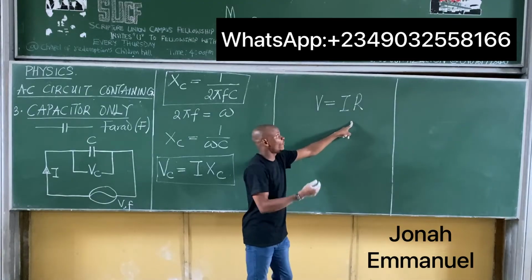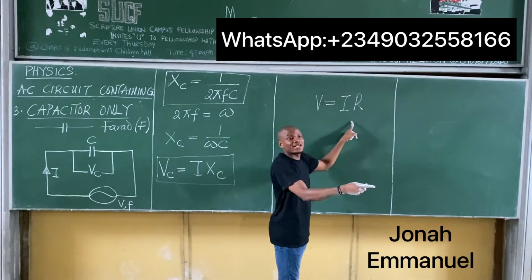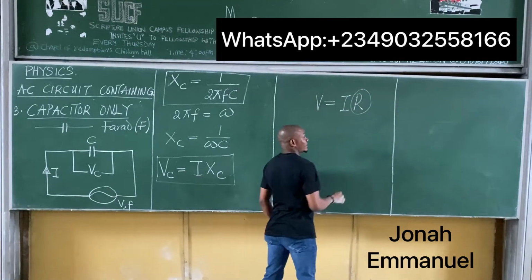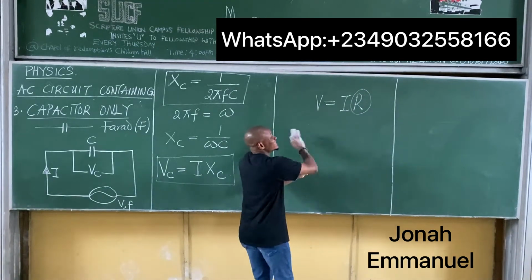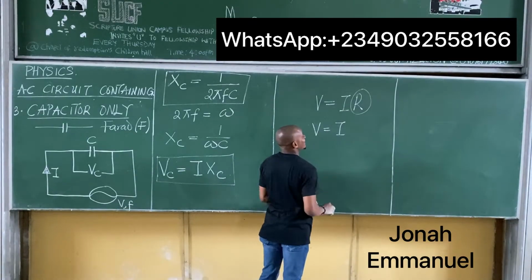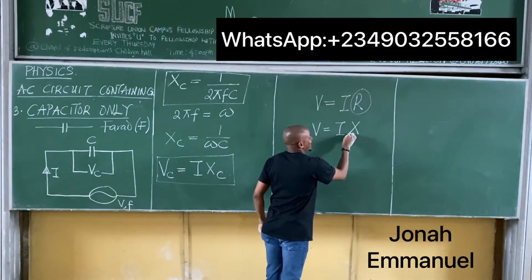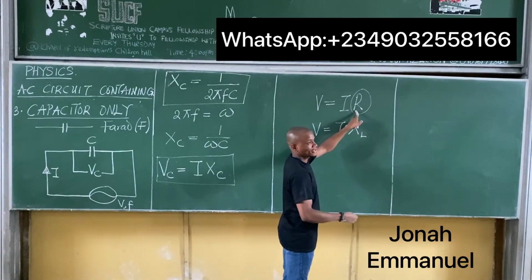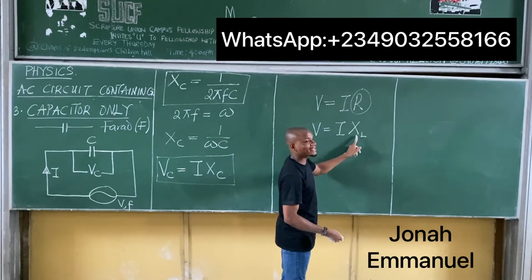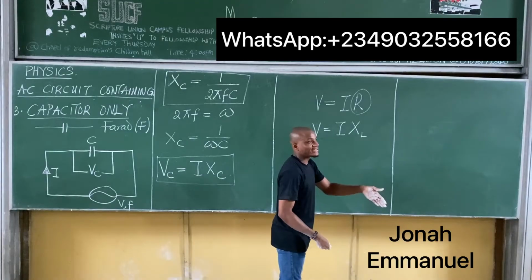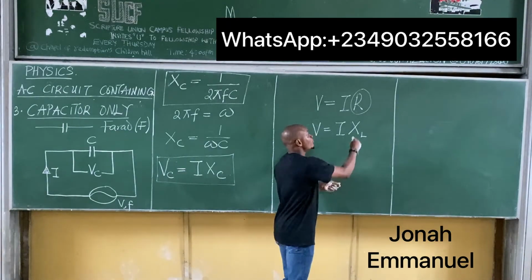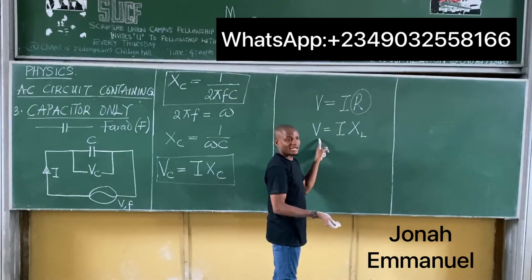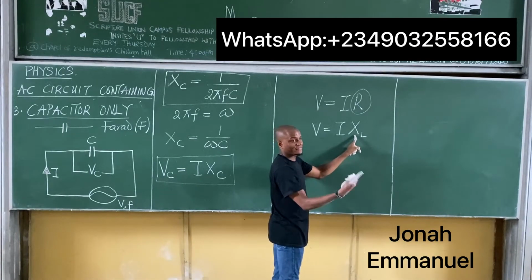But the difference is this: for an inductor only circuit, you cannot be having resistance. So what do we do here? We substitute R with something else, which we call reactance. For inductor only, the same format, V equals I, and then resistance in terms of inductor, which we call reactance. Resistance is the opposition to the flow of current in a circuit. Reactance is simply the opposition to the flow of current in an inductor circuit. So both of them are still resistance. This one here is resistance in terms of an inductor, equal to 2 pi fL. That's all.